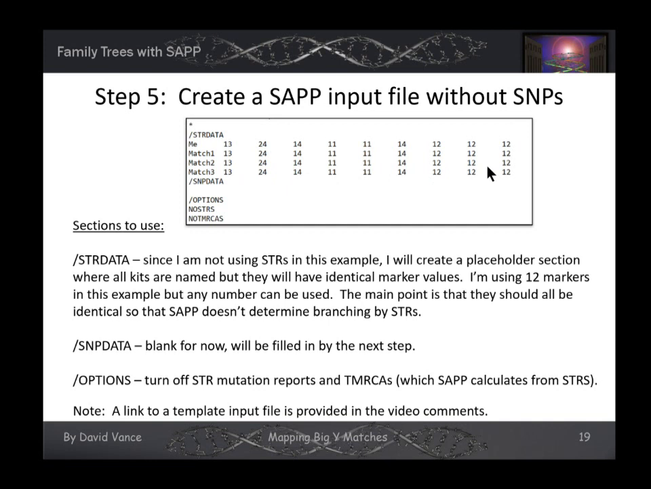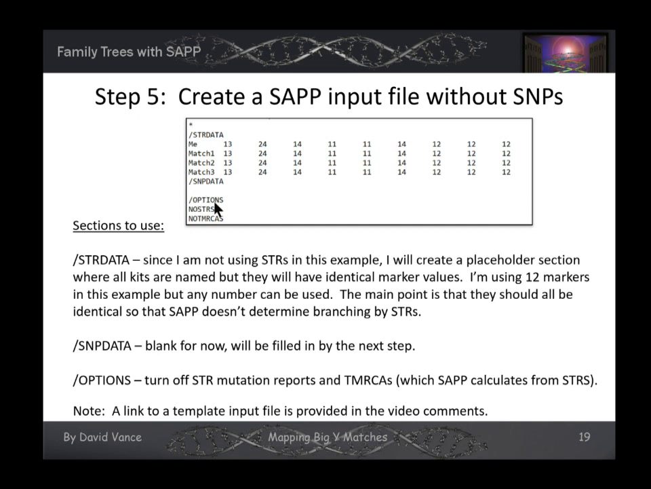I don't have to use 12. I use 12 here just because it's the smallest number of STRs that comes out in a test, but there's no reason that that's necessary. You could use 1, you can use 5, you can use as many as you want. The point is that they all should be the same, so that way SAPP doesn't have any basis to use STRs for branching decisions. I'm going to leave the SNP data section blank for now. I'll fill that in the next step.